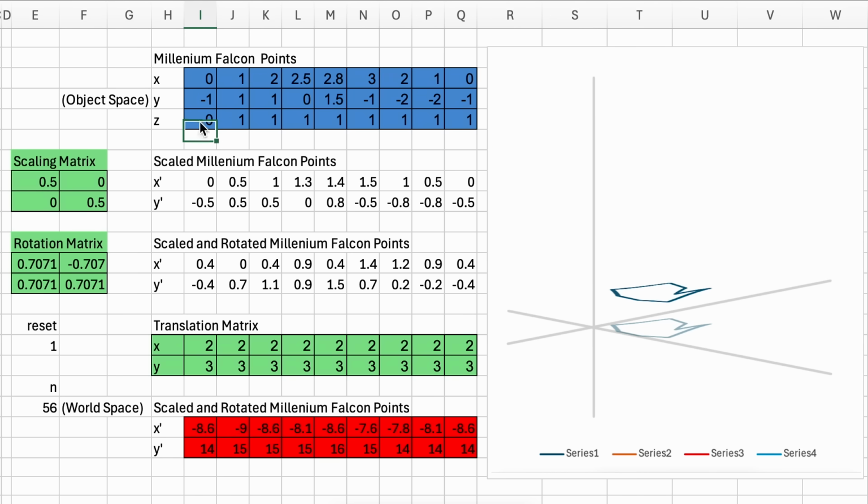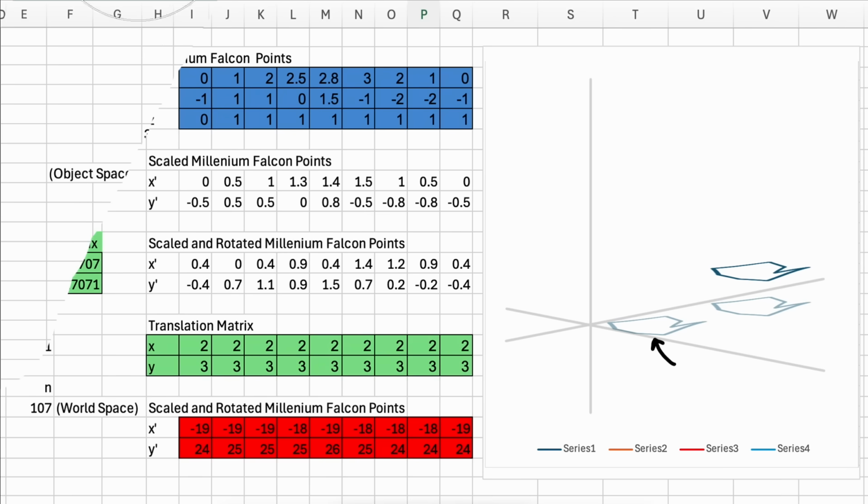Or we could think about zeroing out the z coordinate, and that would drop the object parallel to the z-axis down to the xy plane. Now the next step is to do a shearing transformation in 3 dimensions that shifts the lifted Millennium Falcon in our desired direction. But more on that in a moment.